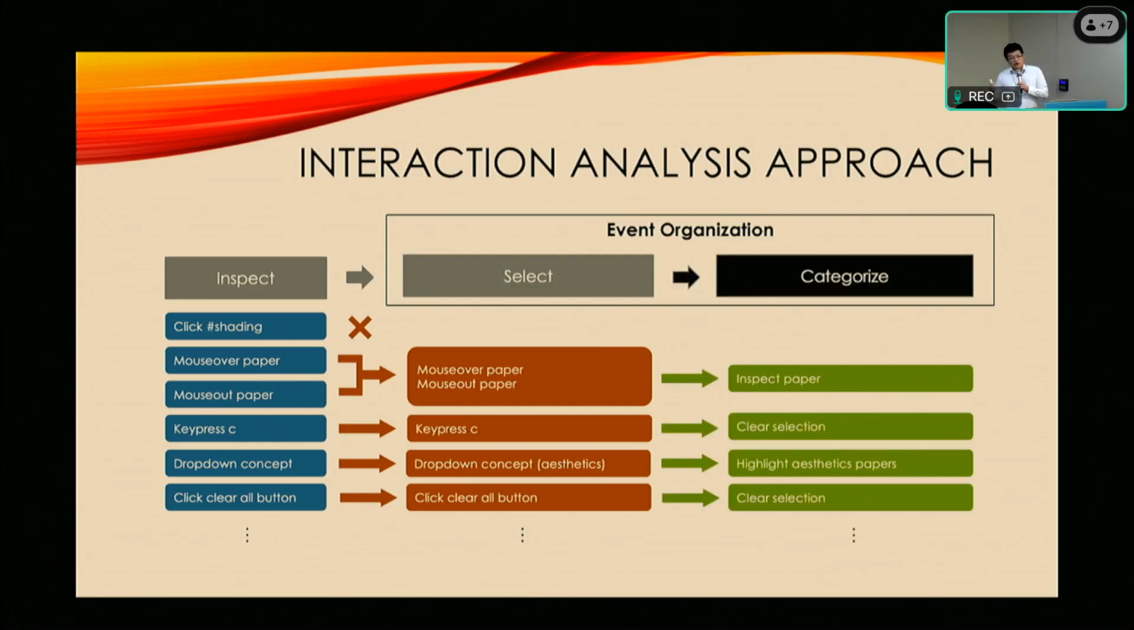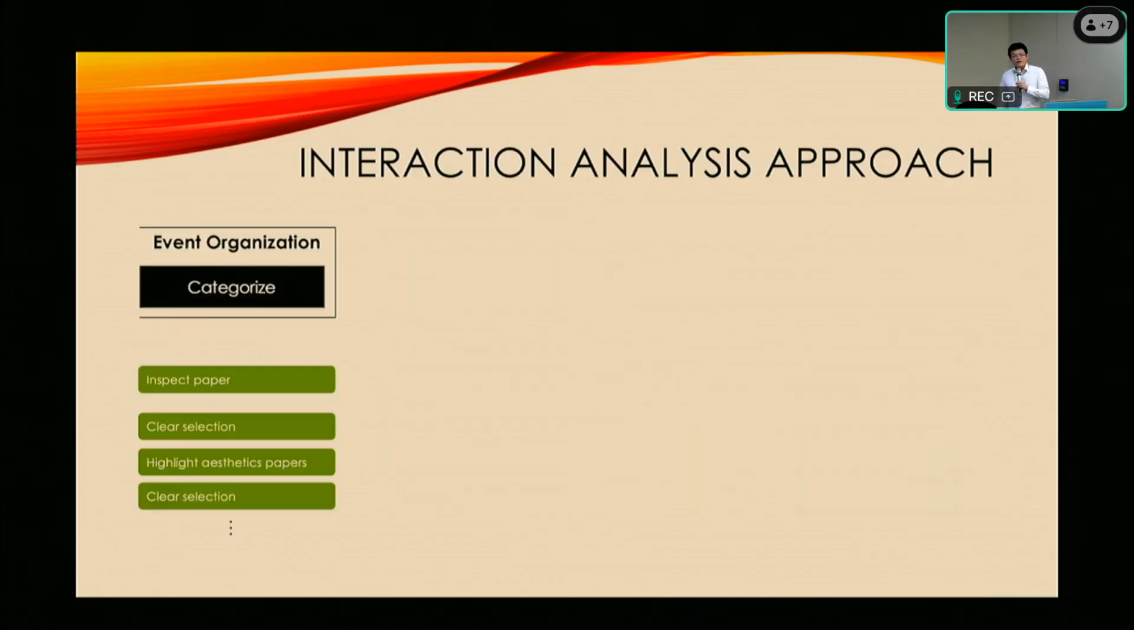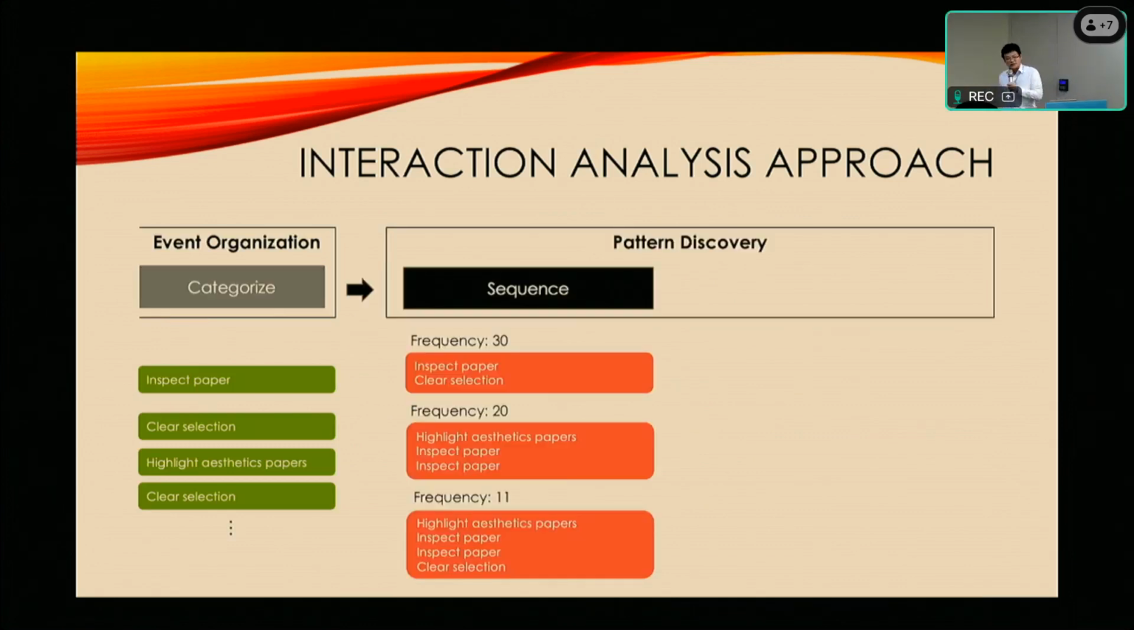Going forward, the next step is typically a categorization process. It is an abstraction process. Sometimes some events may actually be doing the same thing, such as clearing the selection. You might want to categorize them further to reduce the complexity in the data and create a new unit of analysis that better meets your analysis needs. After the event organization stage, we get into the pattern discovery stage.